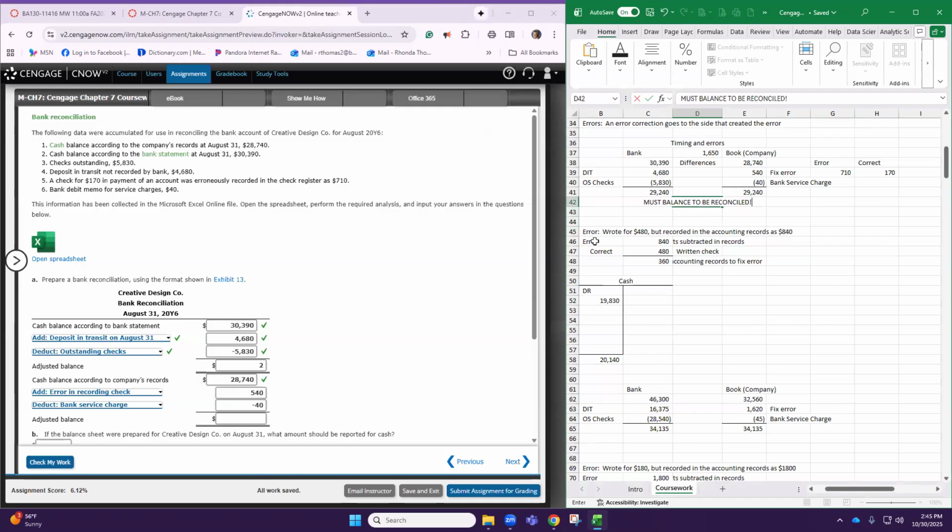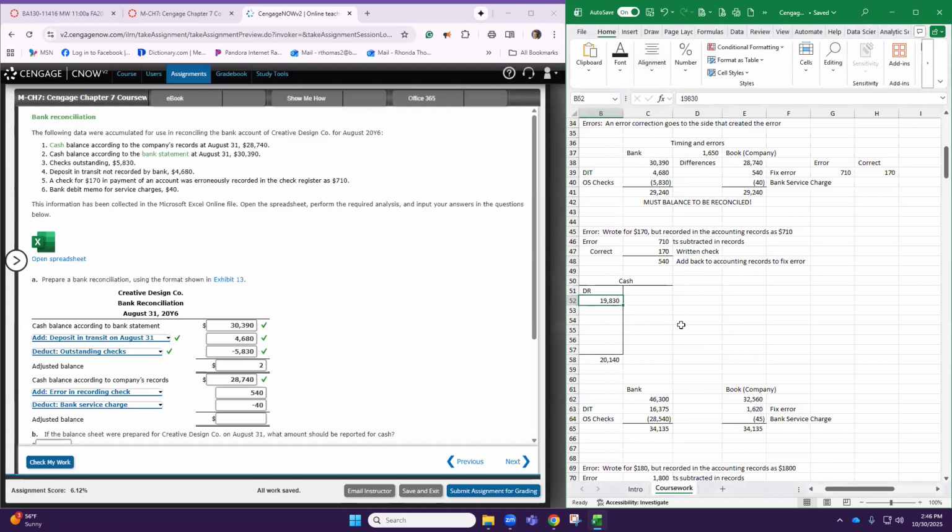All right, so let's talk about that error. We wrote a check for $170, but it was recorded in the accounting records as 710. So that's a transposition error, when you get the wrong order that the number should be in. So here's our error. Here's our correction. The accounting records need this added back, to fix the error.